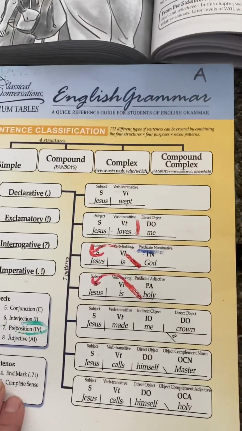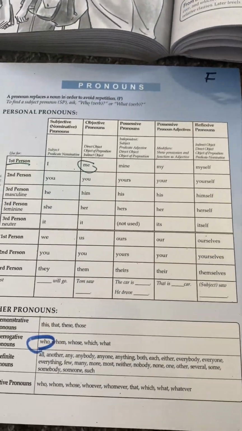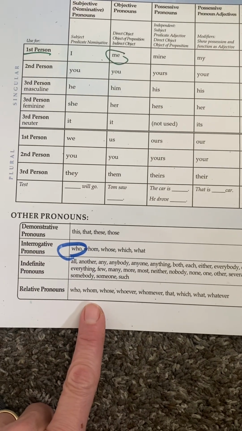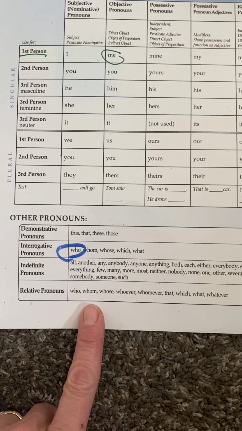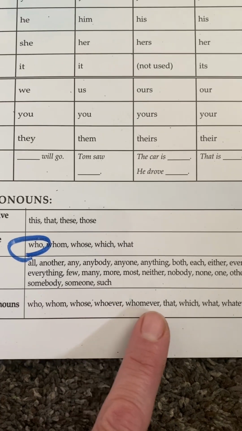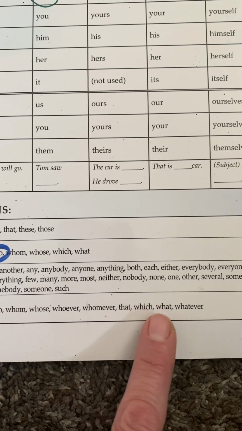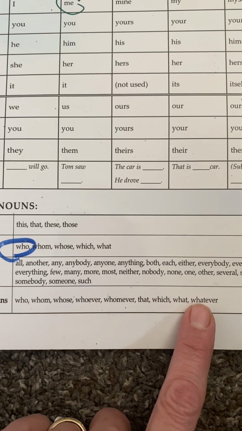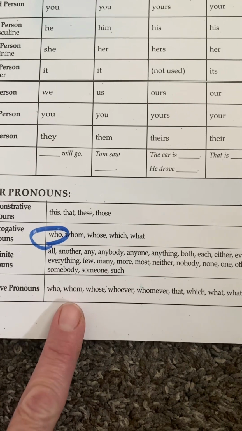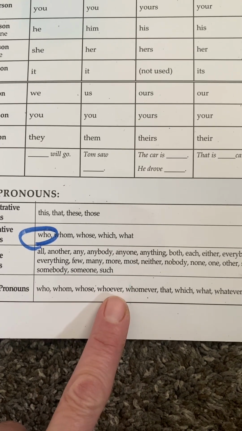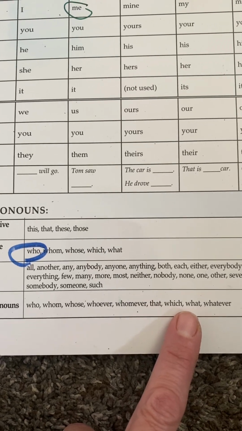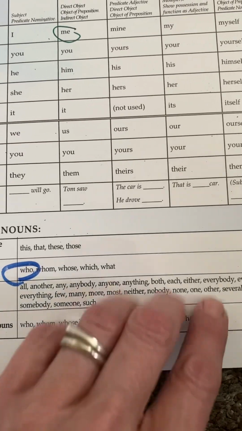If you open up your grammar chart to chart F, our pronoun chart, all the way at the bottom, we can see all of them. A relative pronoun: who, whom, whose, whoever, whomever, that, which, what, whatever. We're going to say it again. Say it with me: who, whom, whose, whoever, whomever, that, which, what, and whatever.